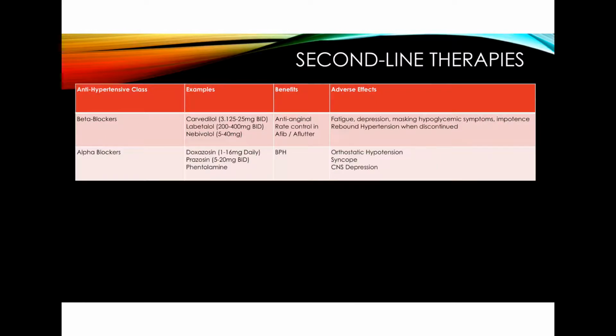Alpha blockers, such as doxazosin and prazosin, as we previously discussed, aren't very effective in blood pressure, but have found a niche role in treating BPH. They may also be effective in treating patients whose blood pressure is related to elevated sympathetic tone, such as patients with pheochromocytoma and cocaine use.